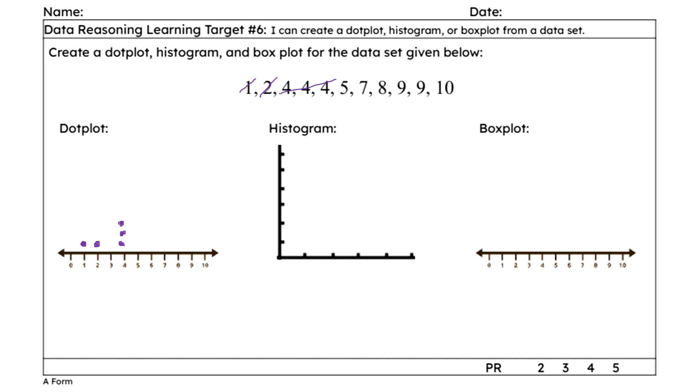Okay, so I did that. I've got a dot at 5, and then 7 and 8. Here's 7 and 8. And then I've got a couple 9s. Let's do a couple 9s here. And then lastly, 1 at 10.